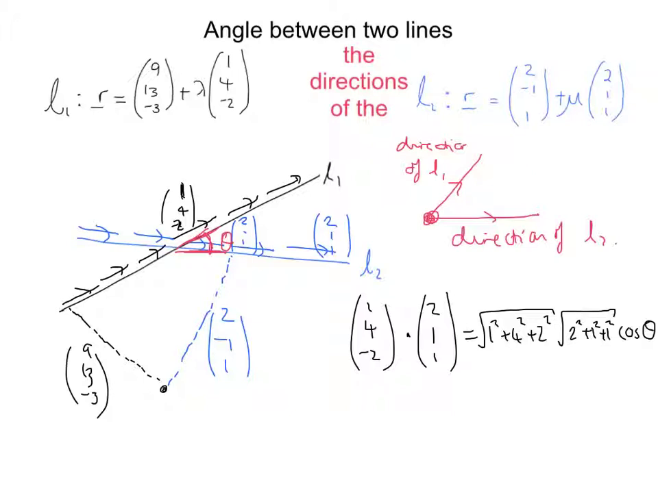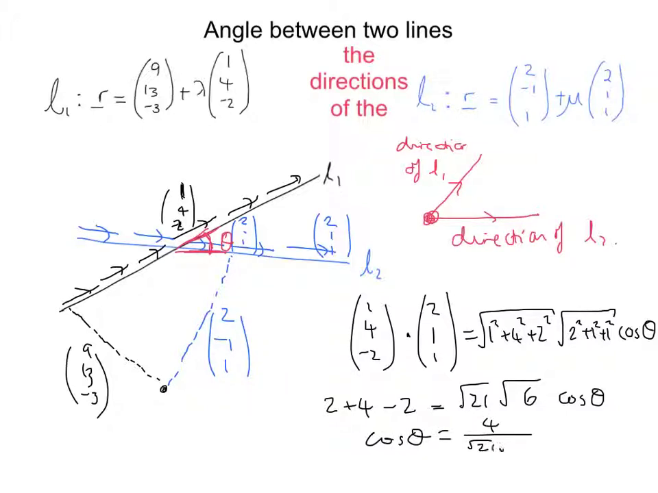Okay, dot product, we do this times this, plus this times this, plus this times this, and that's the left-hand side. So that will be 2 plus 4 minus 2, and that's going to equal root 21 root 6 cos theta, giving us cos theta is 4 over root 21 root 6.